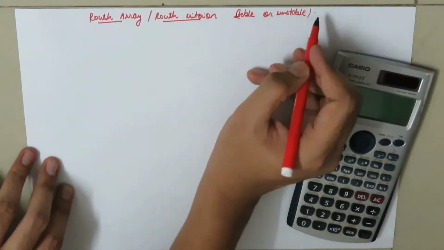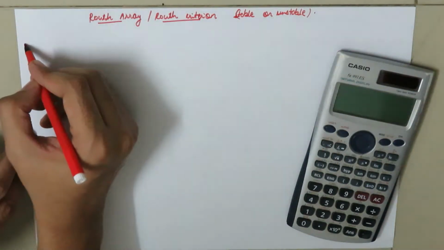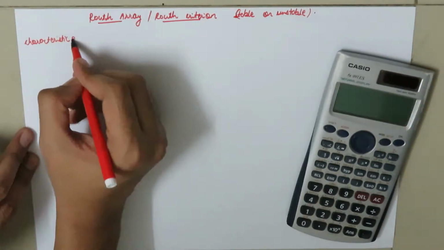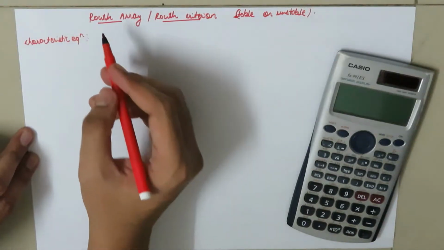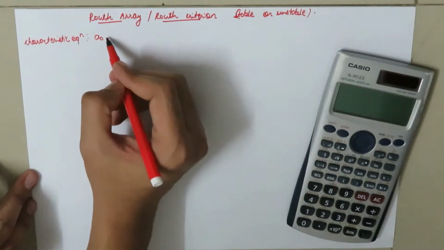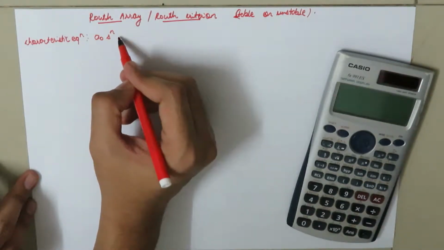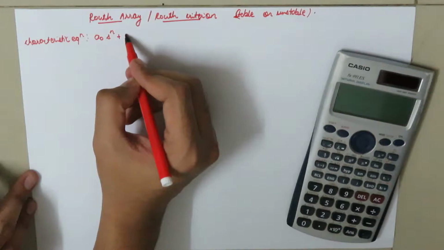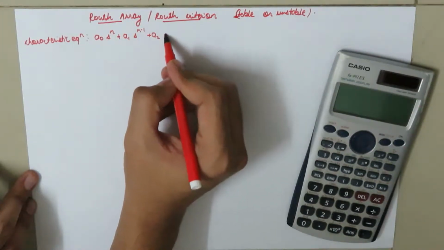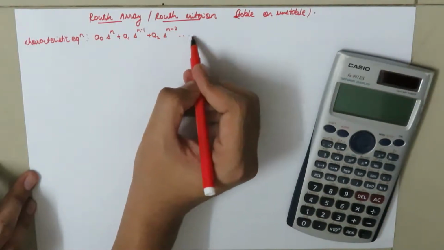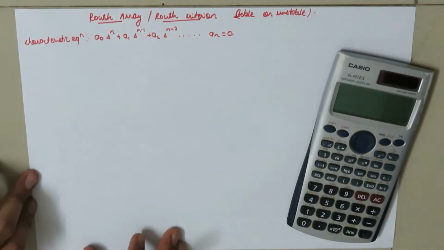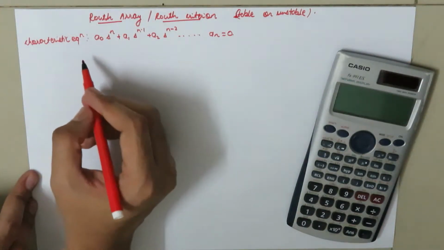So basically here in this case we have the characteristic equation in S domain. If our characteristic equation is in the form of a naught s to the power n plus a1 s to the power n minus 1 plus a2 s to the power n minus 2 up to an is equal to 0, then we need to construct the array in the following manner.